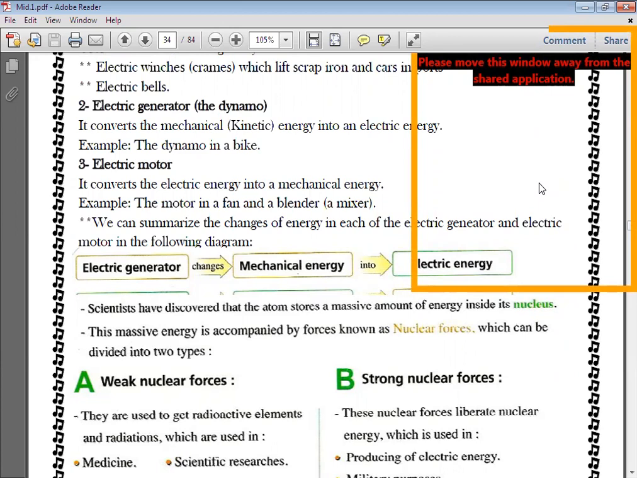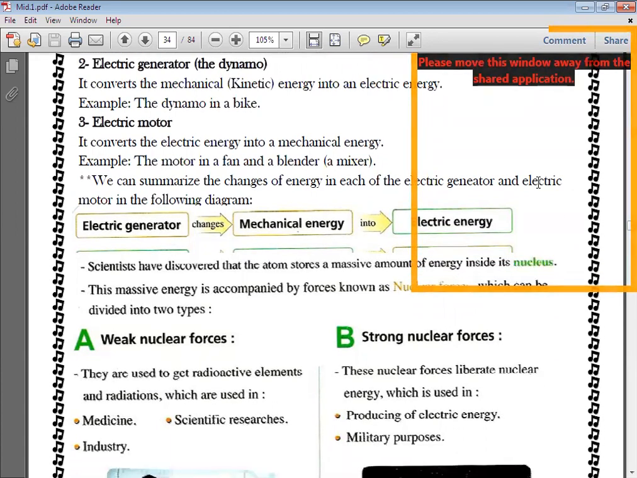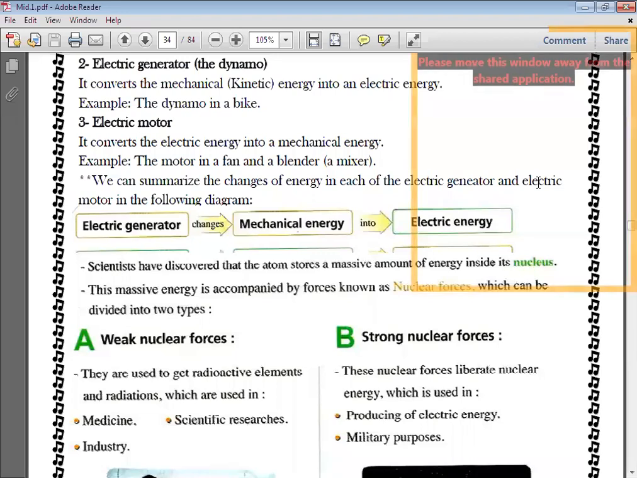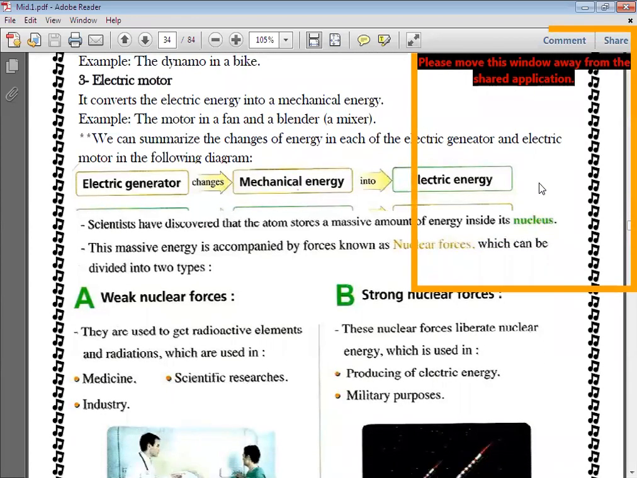The nuclear force can be divided into two types: weak nuclear force and strong nuclear force. The weak nuclear force is used to get radioactive elements, and these elements give radiation. Radioactive elements and radiation are used in medicine, scientific research, and industry. So the weak nuclear force is used in medicine, scientific research, and industry.